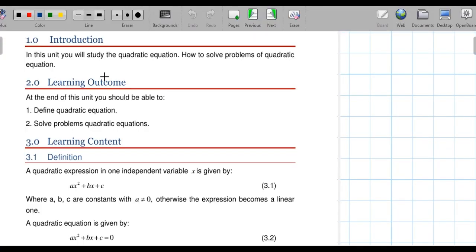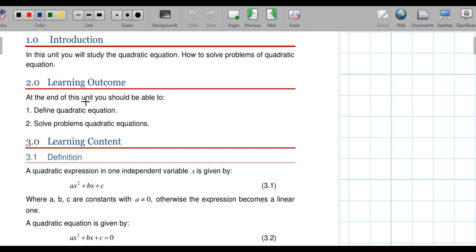In this video, we are going to be looking at quadratic equations, and at the end of this video, students should be able to define what a quadratic equation is and should be able to solve problems involving quadratic equations.